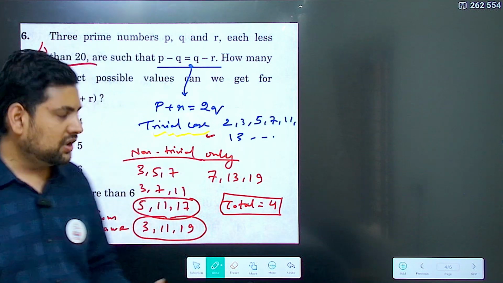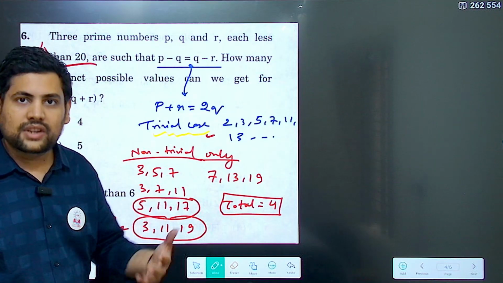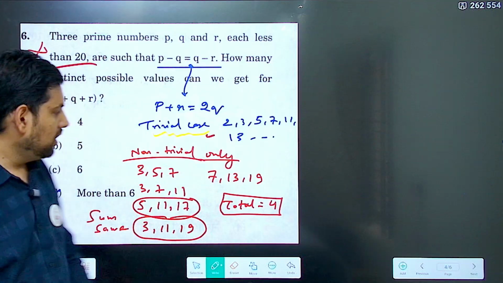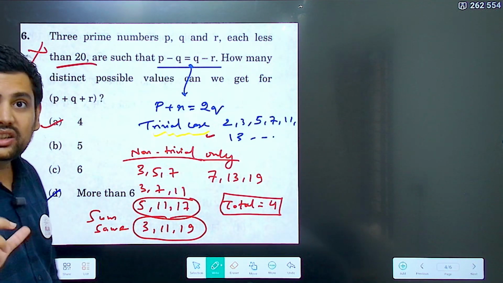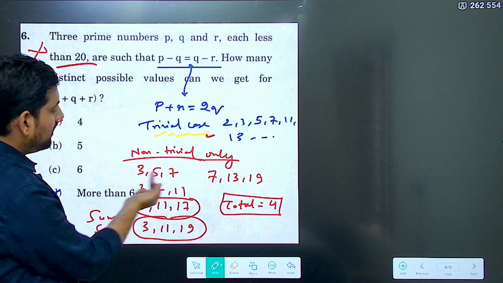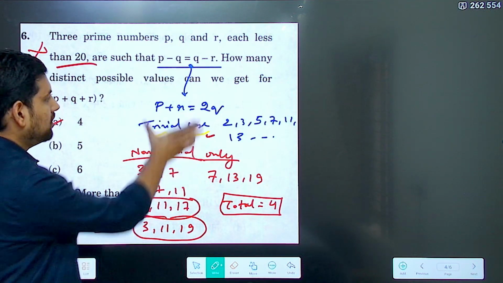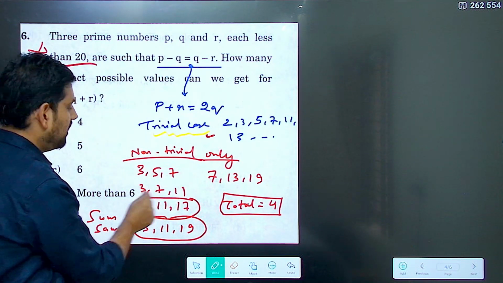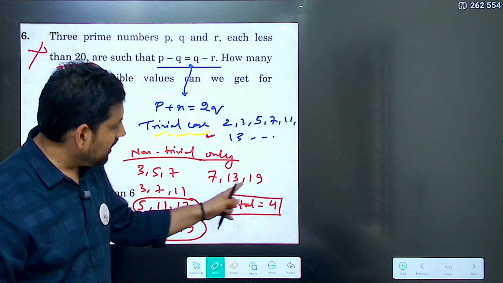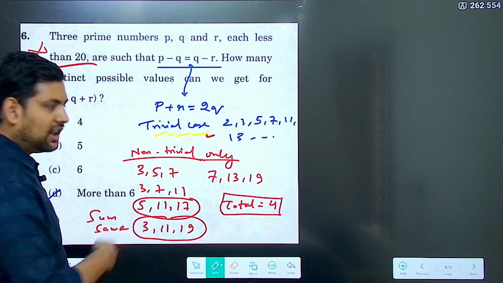Understand the way they are thinking. They have only taken non-trivial cases where P, Q, R, because they are different variables, are not equal. So they started looking for those triplets. They found 3, 5, 7. Correct? You can see here that 3 plus 7 is 10, and 5 into 2 is also 10. So this is satisfied. Similarly for 3, 7, 11; 5, 11, 17; 3, 11, 19; 7, 13, 19. So they got 5 cases like this, but 2 of them actually have the same sum.